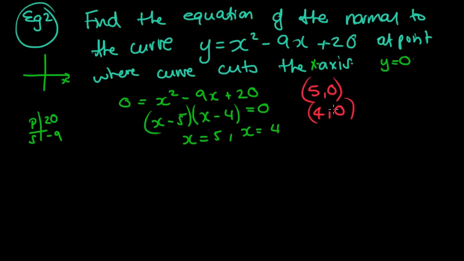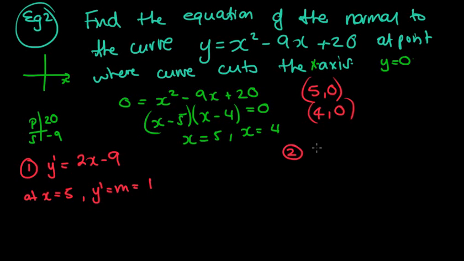So when I actually find the equation of the normal to the curve where the curve cuts the x-axis, there's going to be two different equations here. Let's have a look at the first one. Let's find my y dash, or my dy/dx. So we've got 2x minus 9, if I derived that correctly. At the point x equals 5, our gradient is going to equal 2 times 5 is 10, 10 minus 9 equals 1. At the point x equals 4, my gradient will equal 2 times 4 is 8, 8 minus 9 is negative 1. So we've got two different gradients here.